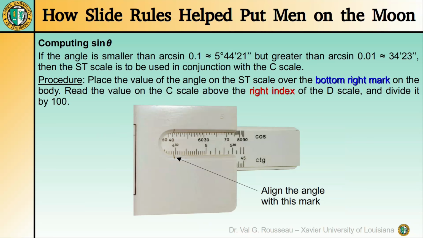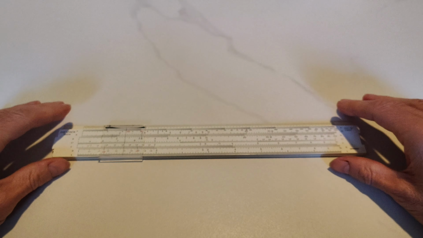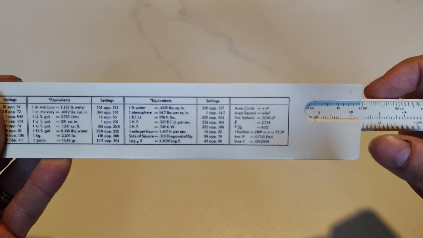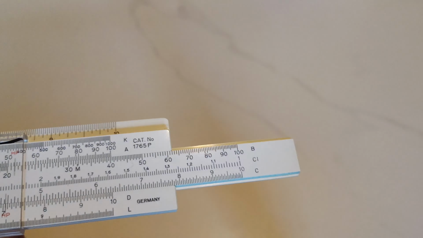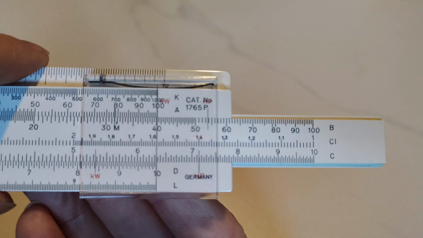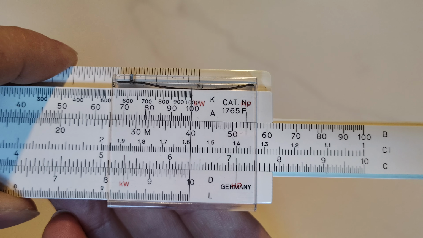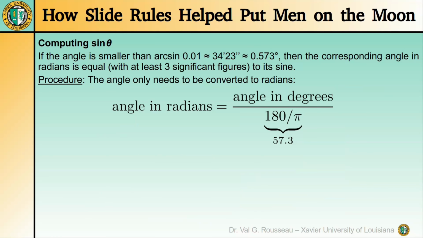The procedure is similar to that of the S scale. Move the slide so as to put the value of the angle on the ST scale over the bottom right mark on the back of the body. Read the value on the C scale above the right index on the D scale and divide it by 100. For example, let us compute the sine of an angle of 3 degrees 34 minutes. We place the corresponding tick mark of the ST scale over the bottom right mark. Then we read the value 6.22 and we conclude that the value of the sine is 0.0622.